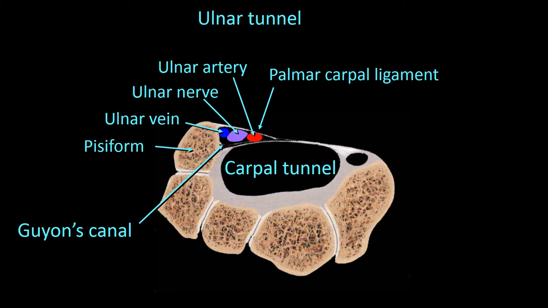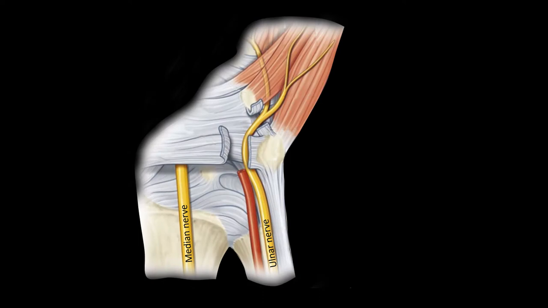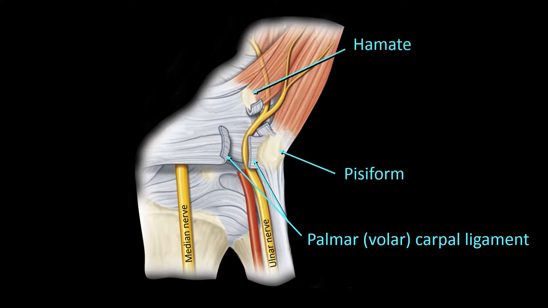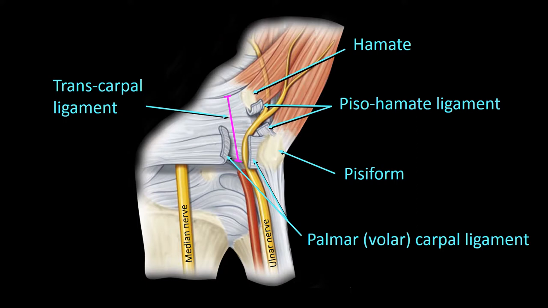Now I will bring a new figure to show you another perspective of this region and especially of the Guyon's canal. I will start by pointing out the palmar carpal ligament here cut. Next, take notice of the hamate and the pisiform bones, and that between them there is another ligament called the pisohamate ligament. As you can see, both the palmar carpal ligament and the pisohamate ligament share the pisiform bone, but then they split. The palmar carpal ligament fades into the transverse carpal ligament. The pisohamate ligament goes from the pisiform to the hamate. These two ligaments constitute the roof of Guyon's canal.